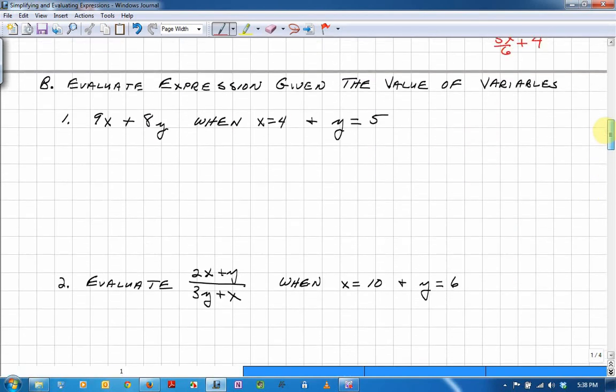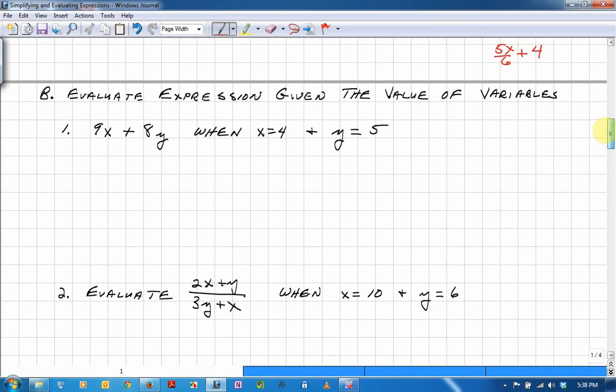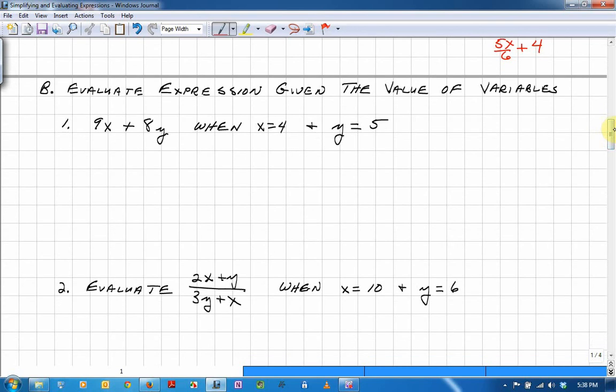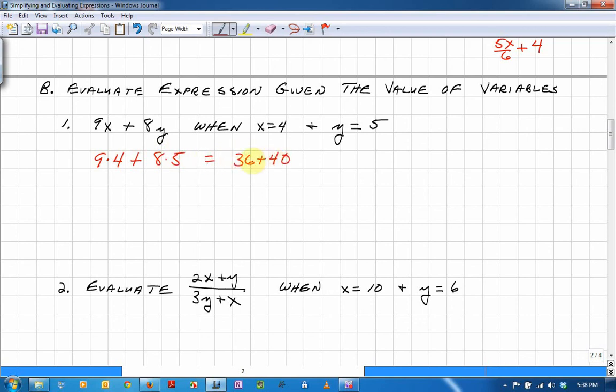Now, the next, we're doing some evaluations where I have to substitute values into an expression. So I have 9x plus 8y, and it says evaluate that when x is 4 and y is 5. So I'm going to plug x equal to 4 into my expression, and y equals 5. So that would be 36 plus 40, 76.